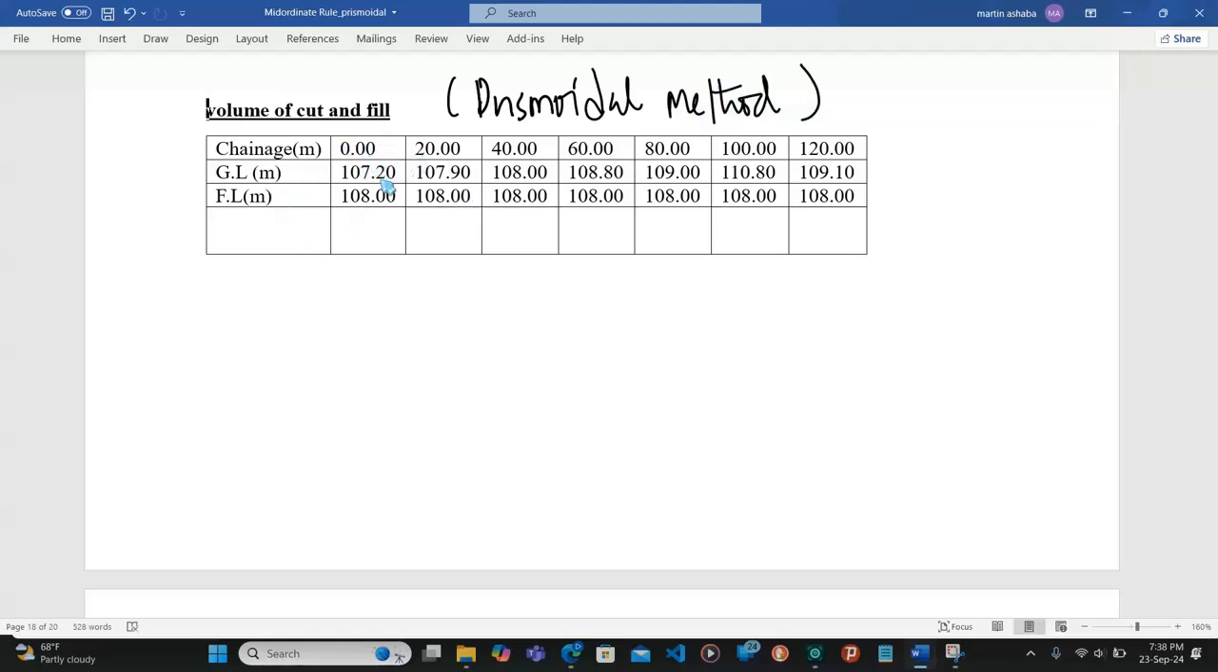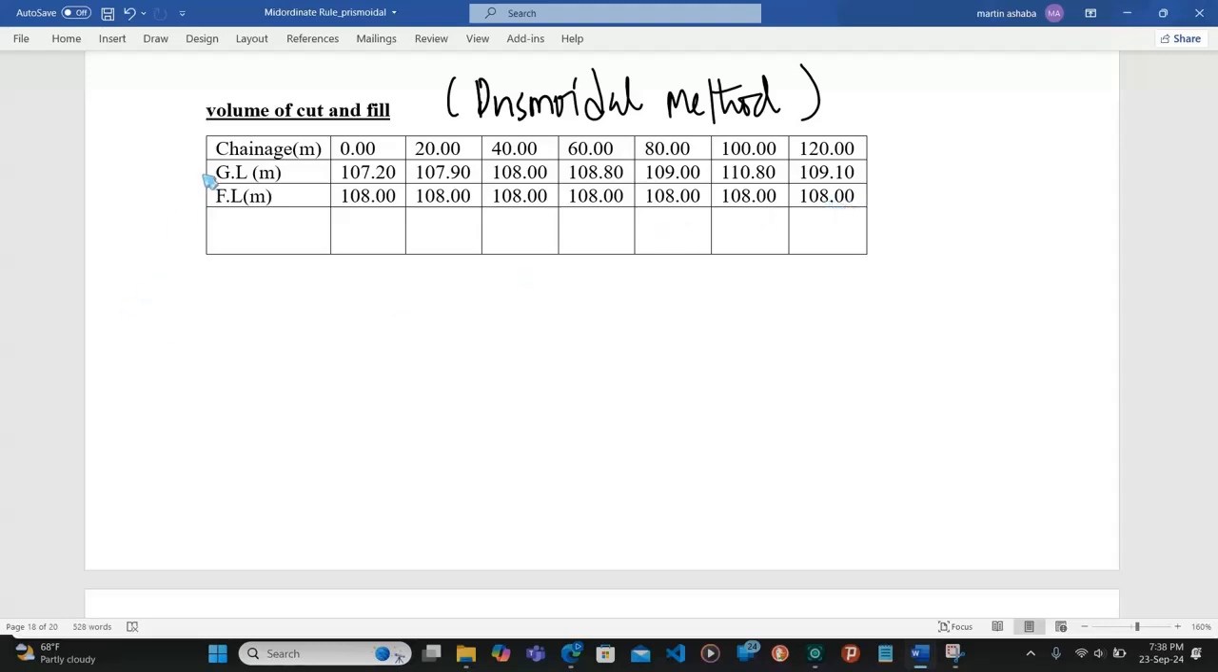We have the ground level at 107.2 and the formation level or the finished level at 108.00. At chainage 20, we have the ground level at 107.9, and 108.00 is the finished level. Up to chainage 120.00, we have the ground level at 109.1 and the finished level at 108.00.